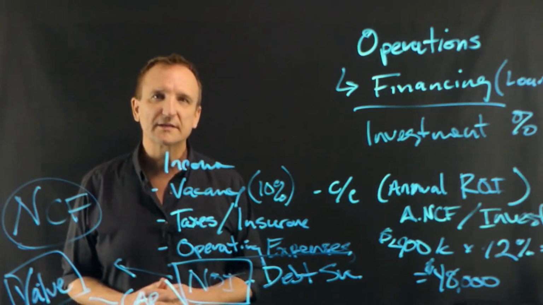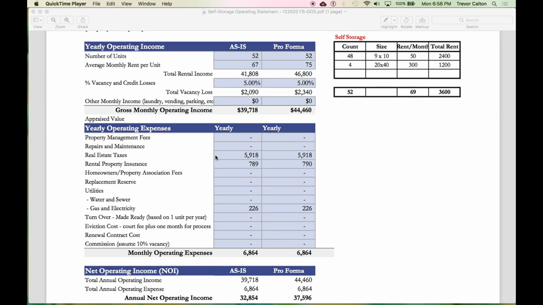Now let's go take a look at this listing. Okay, here's the listing that I pulled off of LoopNet. Let's take a look at it. Here's what I see. So we got 48 units. It's 9 by 10 for $50 a month, and then 4 big ones at $300 a month.